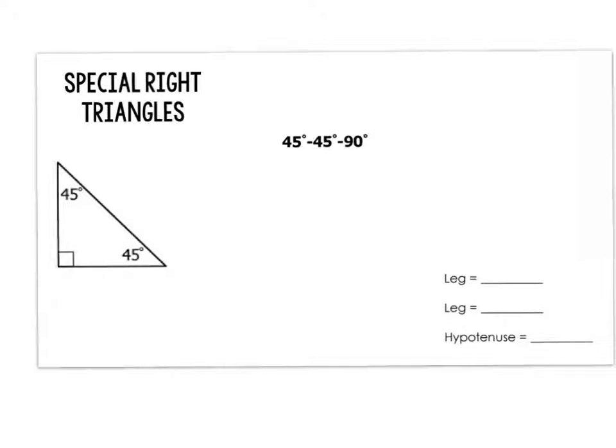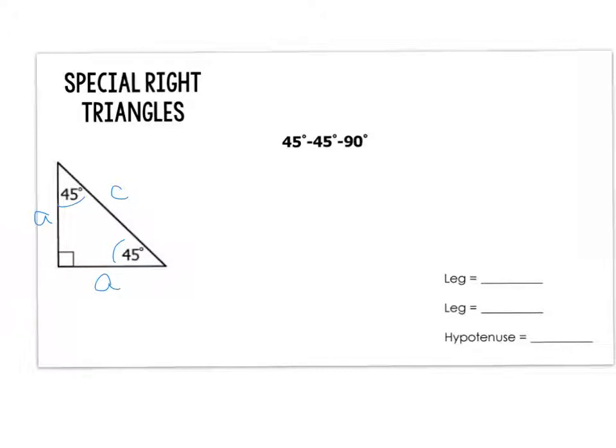The first one is a 45-45 right triangle. You might see it called a 45-45-90. I usually say a 45-45 right triangle. And the deal with a 45-45 triangle, these two angles are equal, right? They're both 45 degrees. And if they're equal, that means that the sides across from them are equal. So this is an isosceles right triangle. So instead of saying A and B for the legs, we'll say A and A. They're the same, right? So this is the hypotenuse. Remember, the hypotenuse is across from the right angle.